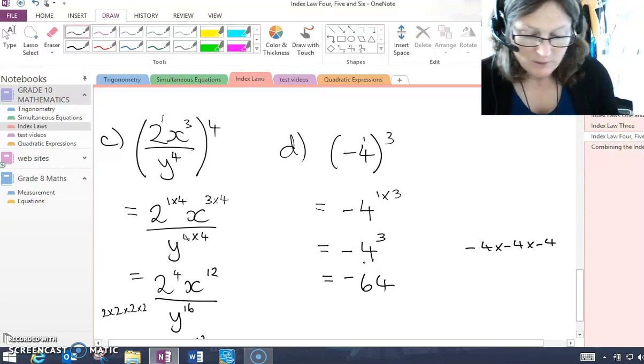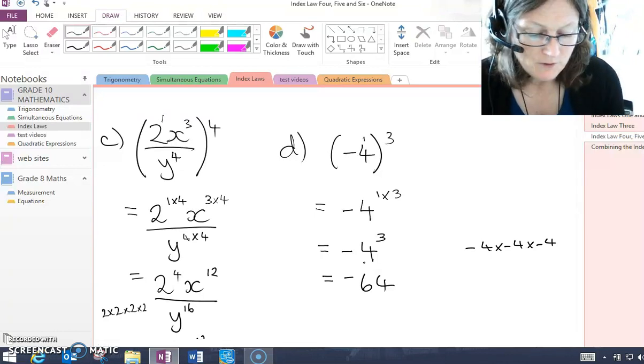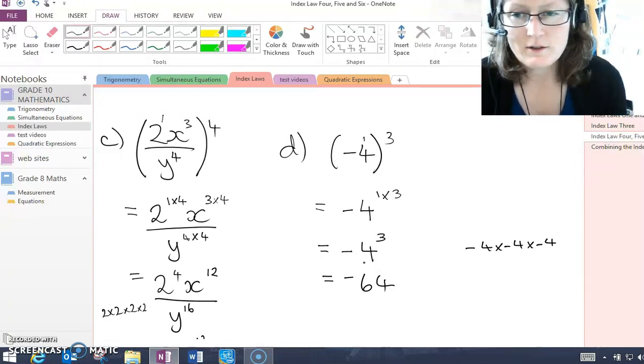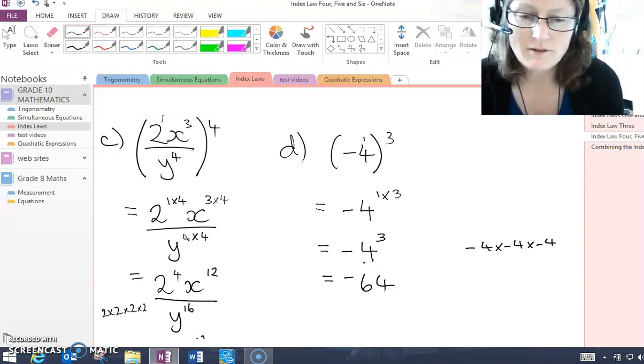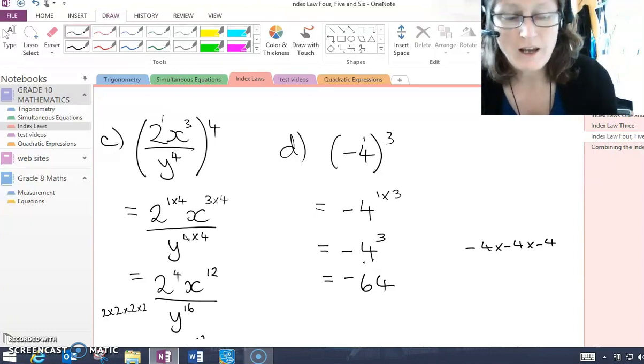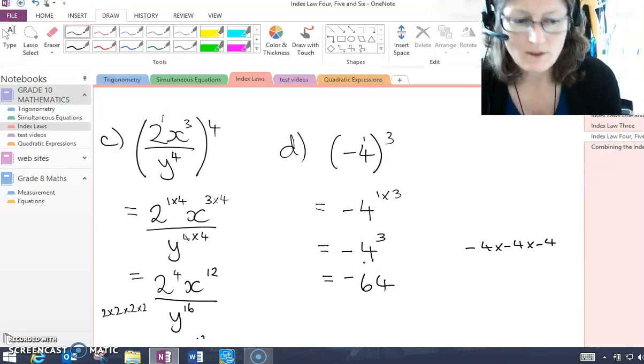That there completes the worked examples. So we've revised index laws 1, 2, 3, 4, 5 and 6, and you should be ready now on Monday to tackle some problems.